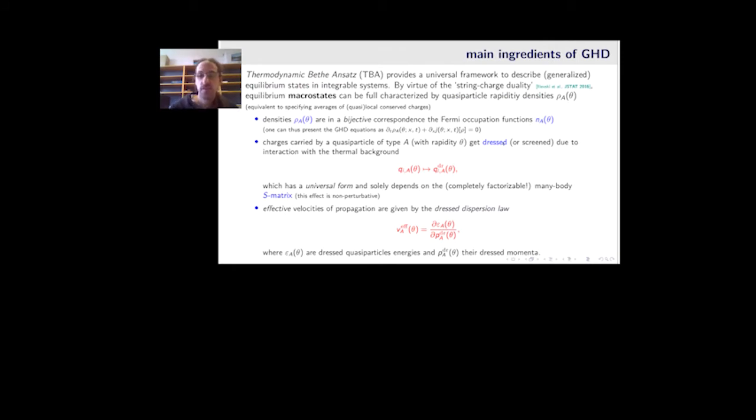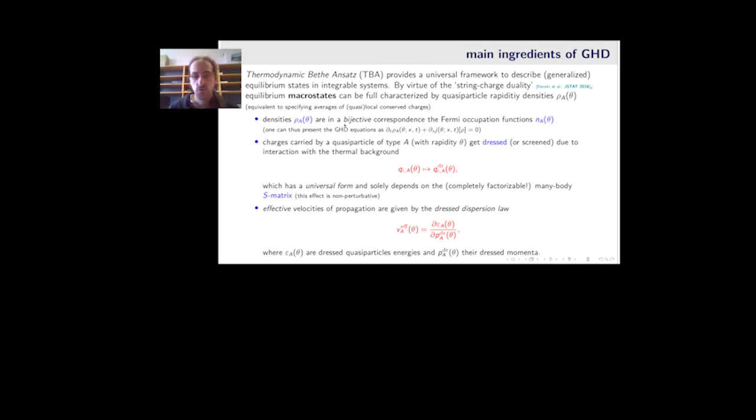Okay, so in practice, it turns out that rather than dealing with the charges Q, it's more convenient to treat as thermodynamic state functions just these densities of quasi-particles themselves. This is possible because of a duality between these two objects known as the string-charge duality, which tells you that knowing the equilibrium expectation values of all the quasi-local charges in the system is equivalent to knowing the rapidity densities of quasi-particles, and vice versa. So there is really a relation between the two.